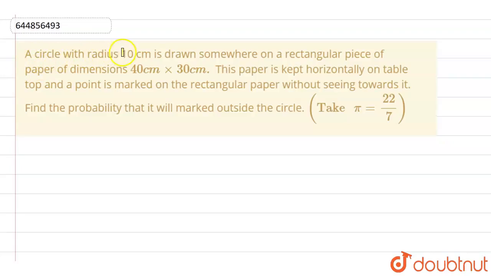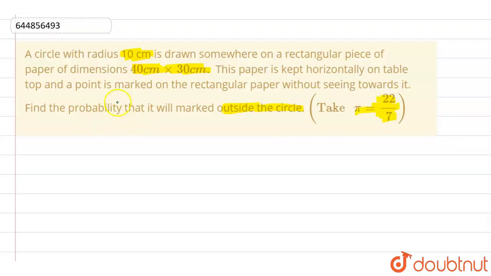Here we have a question. A circle with radius 10 cm is drawn somewhere on a rectangular piece of paper of dimension 40 cm into 30 cm. This paper is kept horizontal on a table top and a point is marked on the rectangular paper without seeing toward it. So find the probability that it will mark outside the circle. We have to find the probability outside this circle, where we have given pi equal to 22/7.